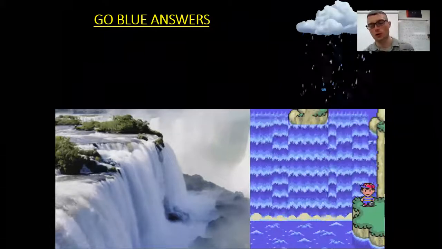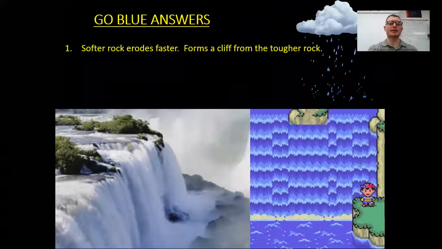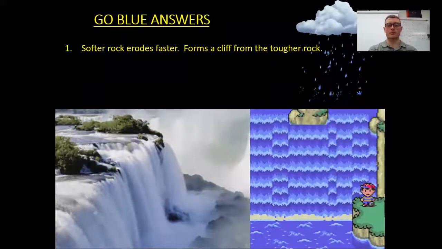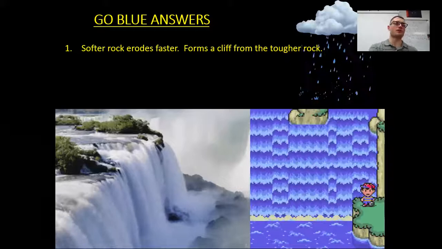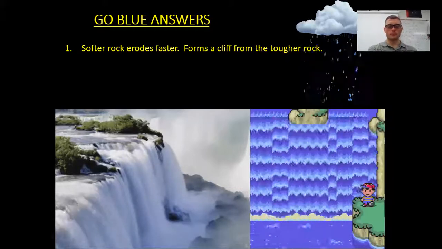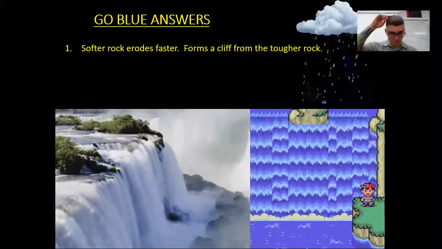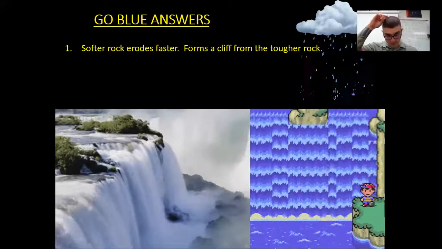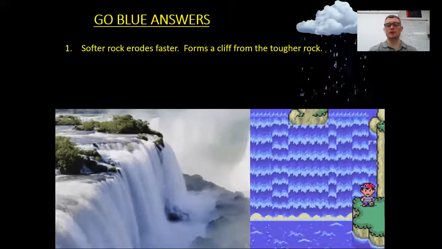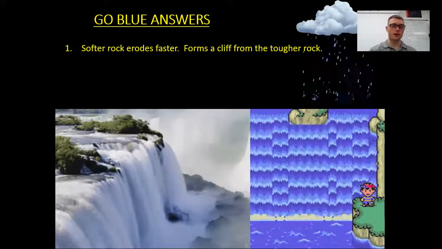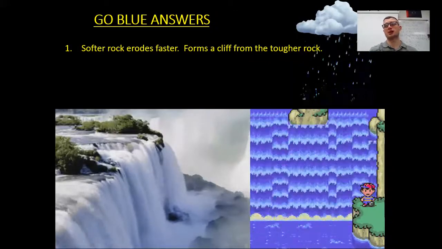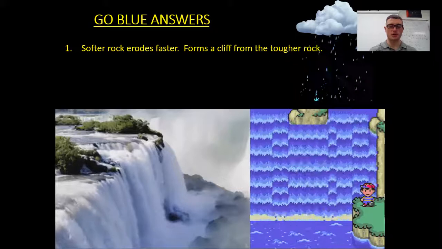Number 1, how do waterfalls form? No, it's not just water running off of a cliff. It's actually when there are 2 types of rock in the ground below the water, and if one of those rocks is softer than the other, it can form a massive waterfall, or a waterfall of any kind. So when softer rock erodes faster than the tougher rock, it's going to form a cliff, which is caused by the faster eroding softer rock.